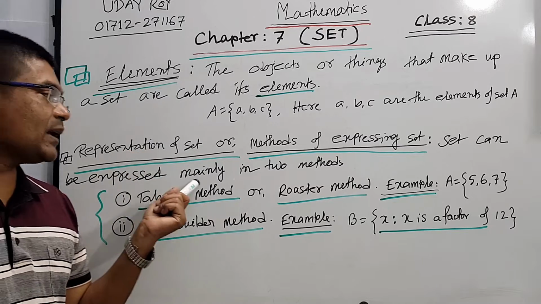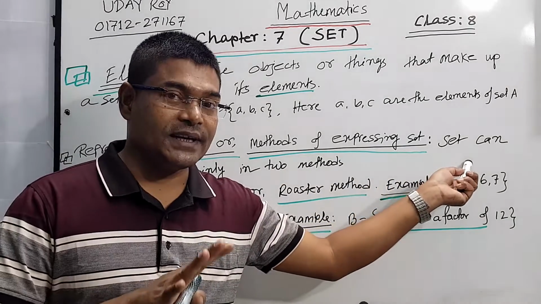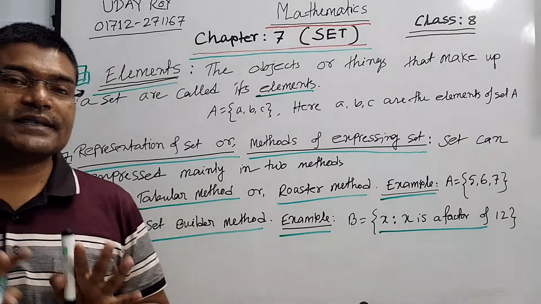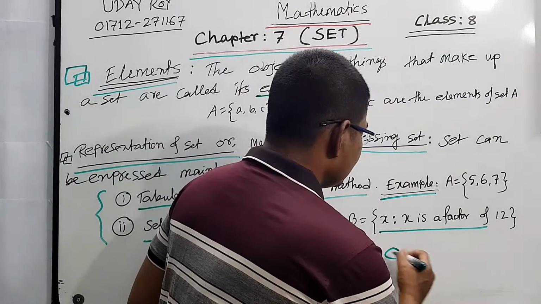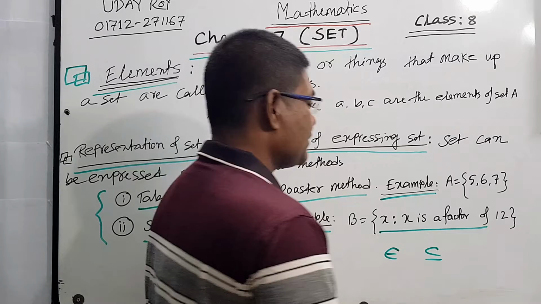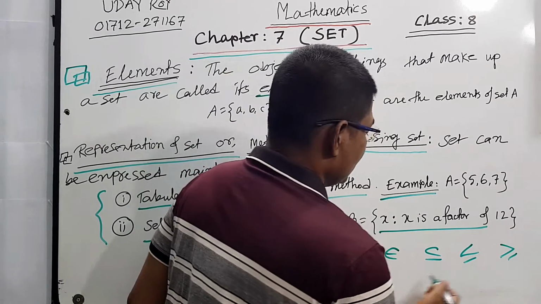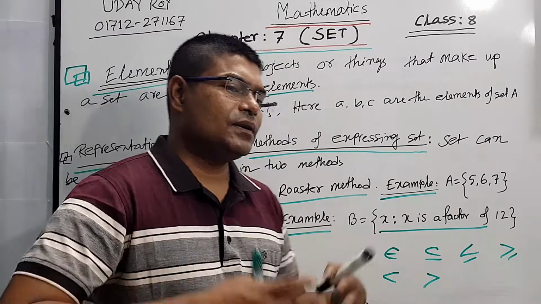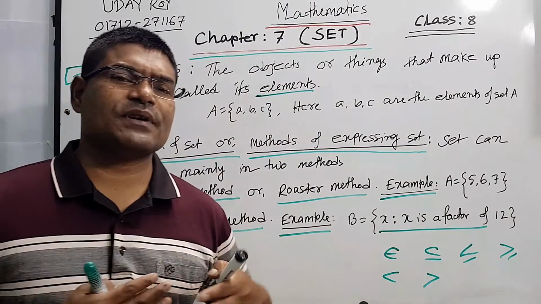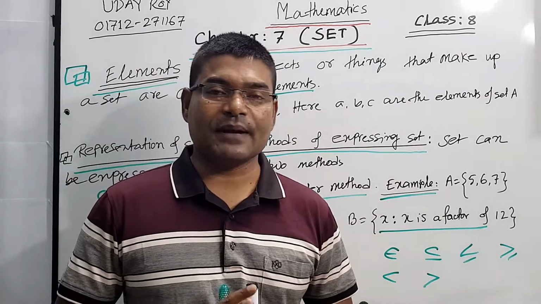So in the tabular method, you can always see the elements visible in a table, but in the set builder method you can see various types of symbols. You have to break them down, then we will get the set builder method.